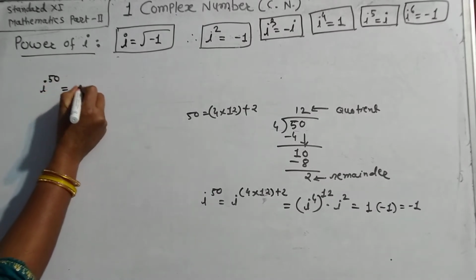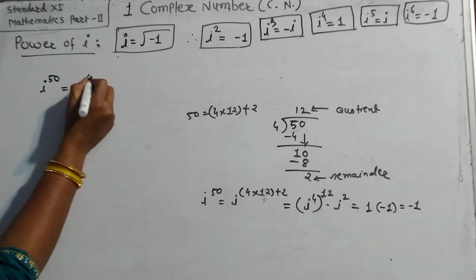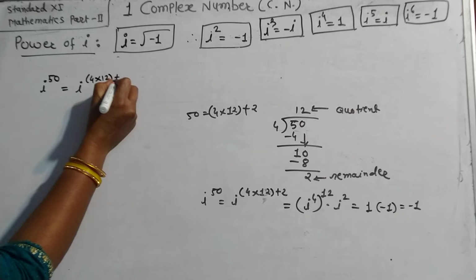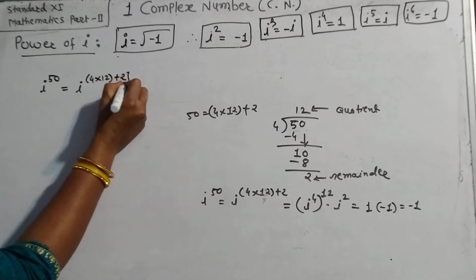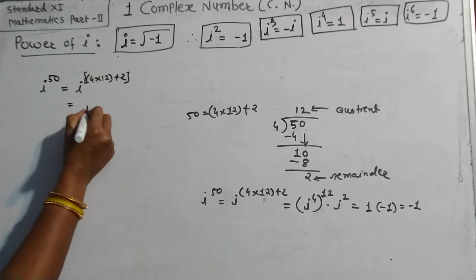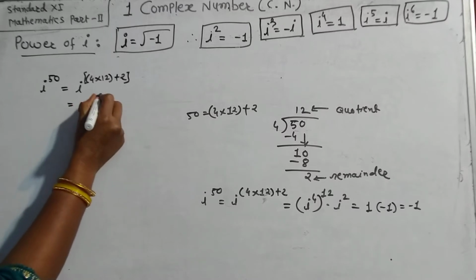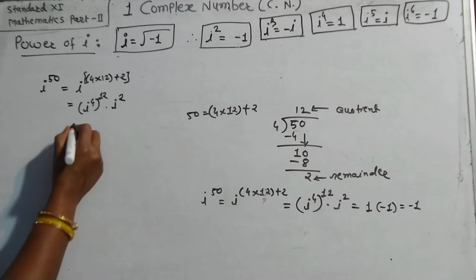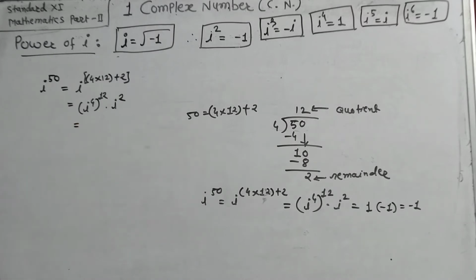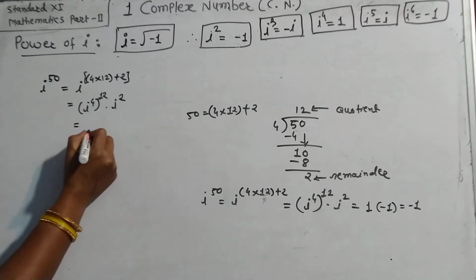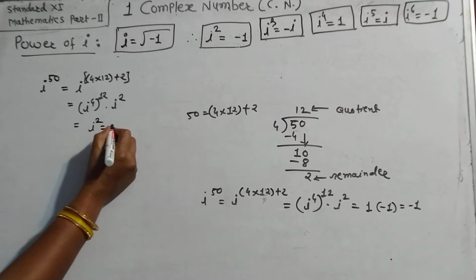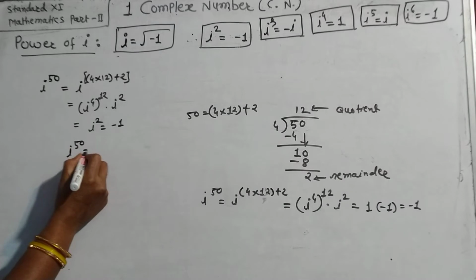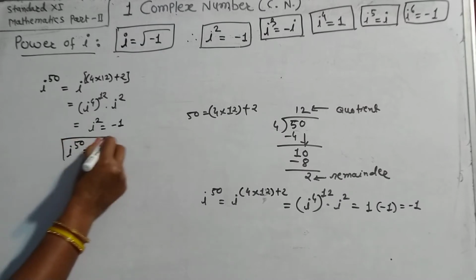I raised to 50 means what? 4 into 12 plus 2 means i raised to 4 raised to 12 into i raised to 2, and i square means minus 1. So i raised to 50 equal to minus 1.